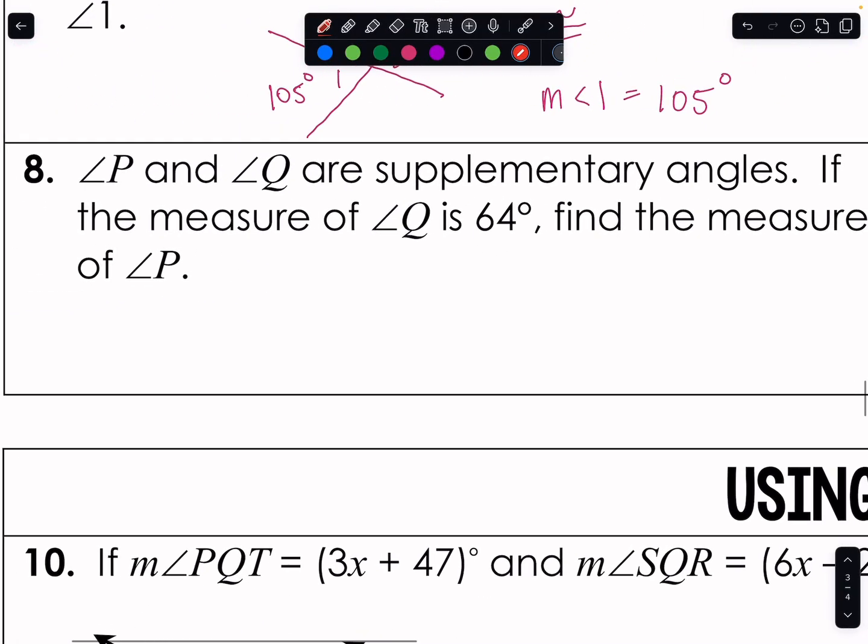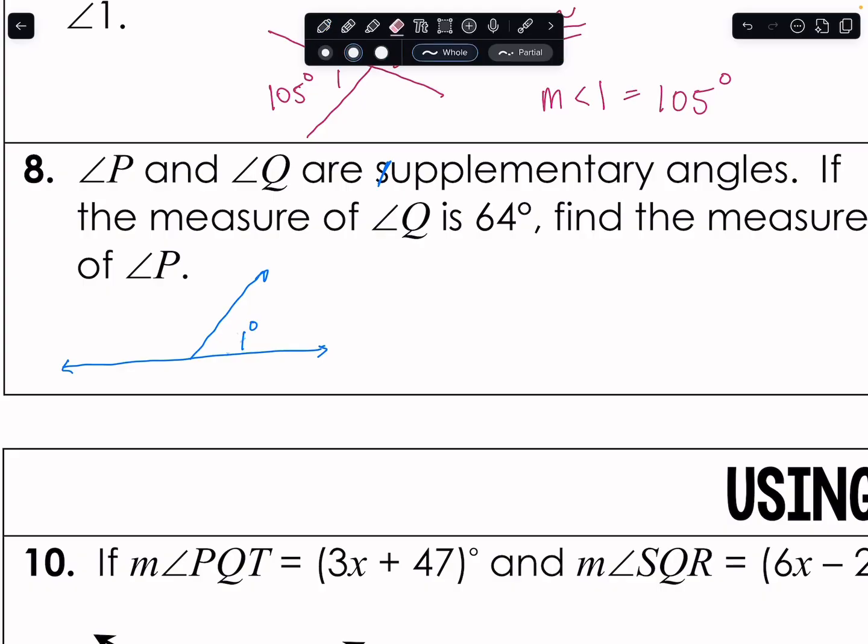Oh, it says angles P and Q are supplementary. Supplementary, I'm going to draw a straight line. Oh, that makes it 8. So that means P and Q make 180 degrees. Let's draw this picture over here. And Q is 64 degrees. Hold on, let me label them first. Oops, I didn't mean to erase that. And yes, my lines are perfectly straight in case you're wondering.